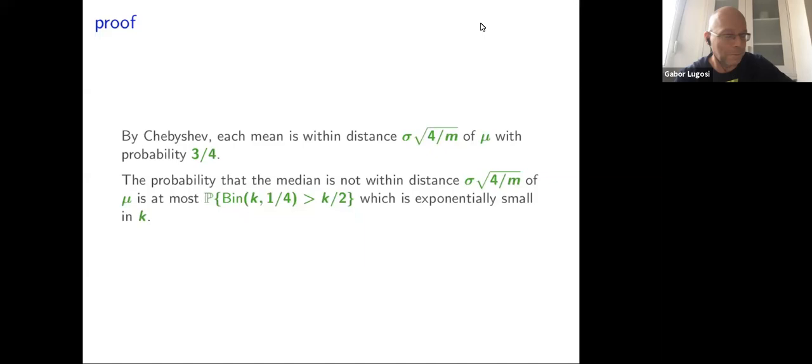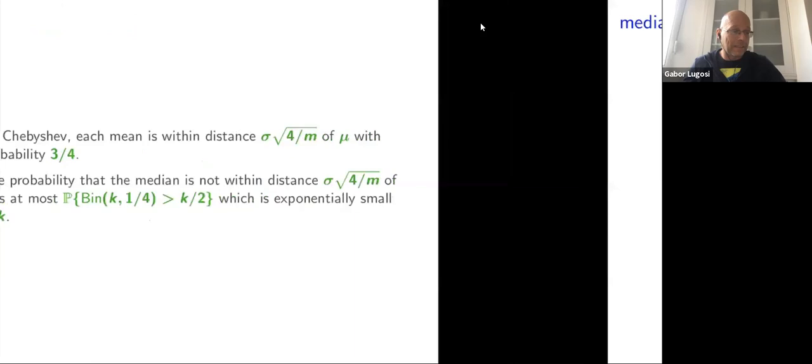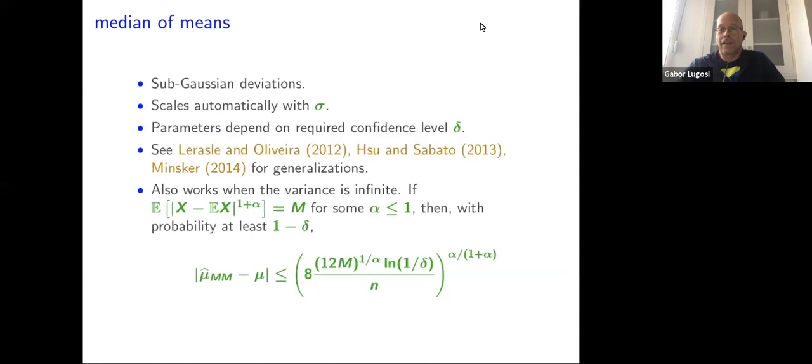Okay, so that's the median of means estimator, which is really nice and surprisingly simple, and gives this beautiful non-asymptotic sub-Gaussian inequality. Remember there is a parameter, delta, that the estimator needs to know in advance.